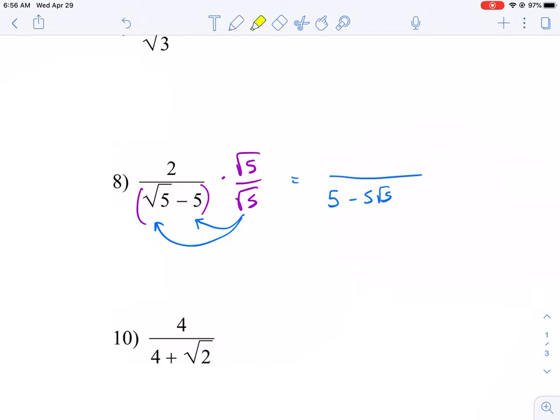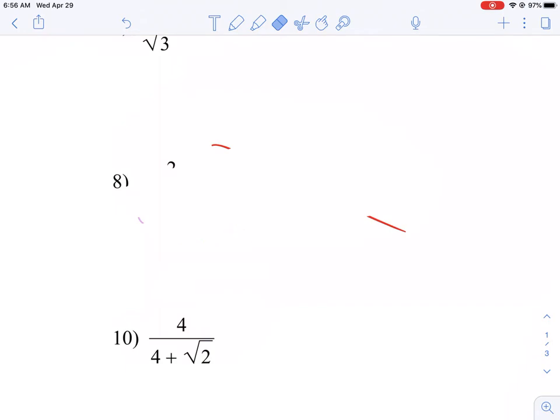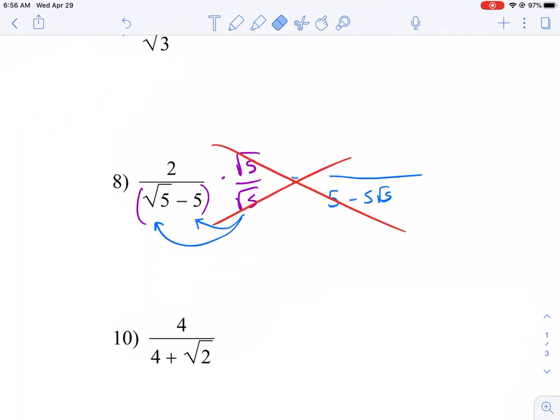So then you would still have a radical in the denominator. So this process is no good. We need to come up with something else. Let me erase. I should have let you pause. Go back and pause that if you want to. No, there we go. So go ahead and pause this and see why it doesn't work.